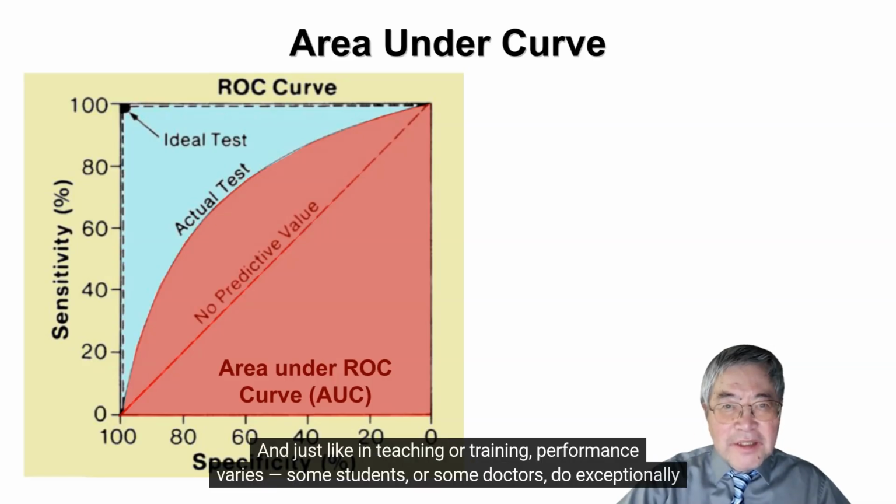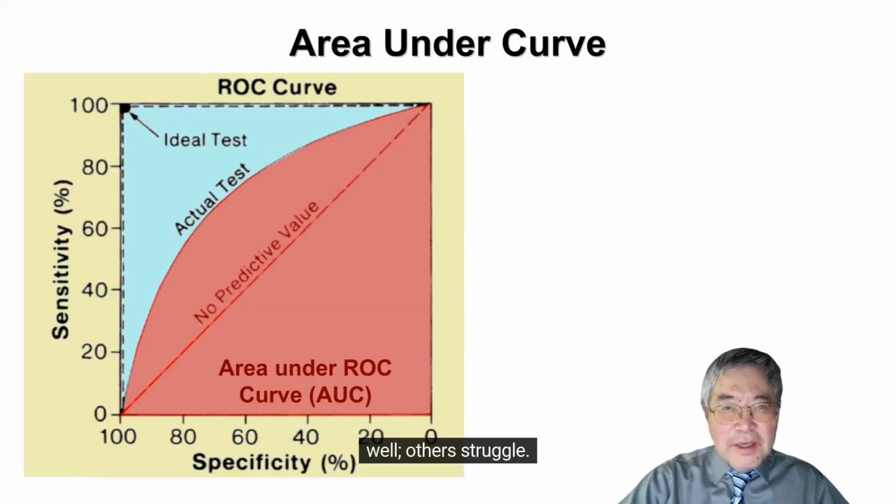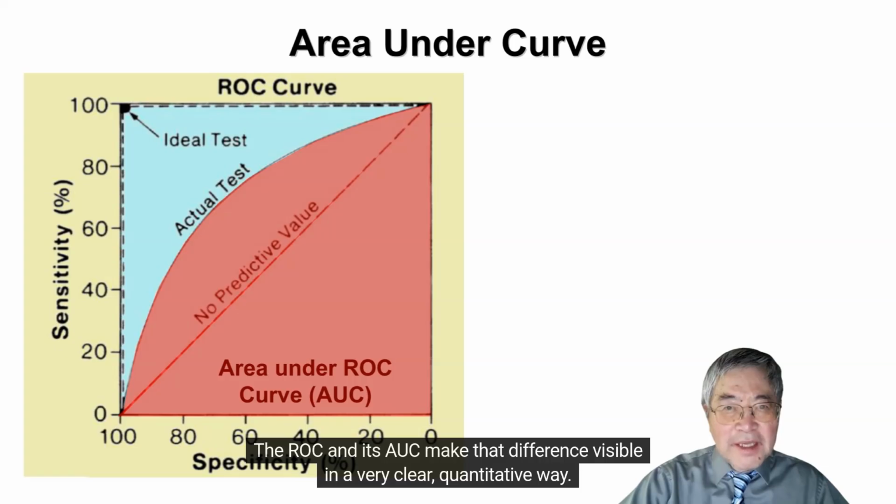And just like in teaching or training, performance varies. Some students or some doctors do exceptionally well, others struggle. The ROC and its AUC make that difference visible in a very clear quantitative way.